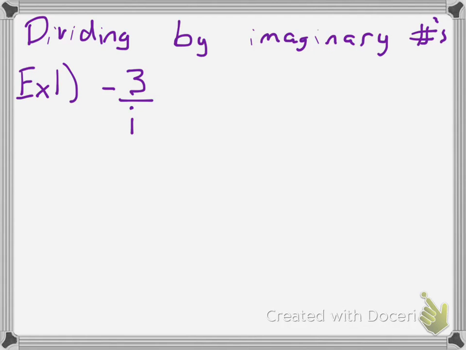First thing I'm going to do is, if there's not an i there, put one there. Now, I'm not worried about the number in front of i. I'm just going to simply multiply the top and the bottom by i, just like that. Now, like multiplying fractions, you just multiply straight across. So I got negative 3 times i, which is negative 3i.